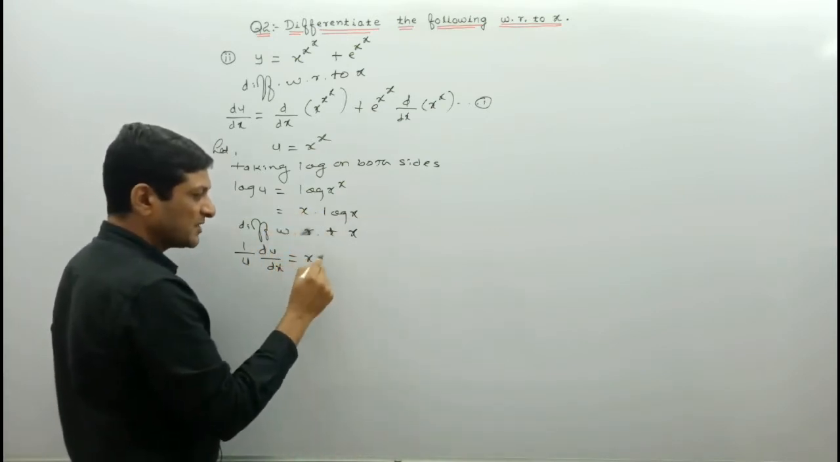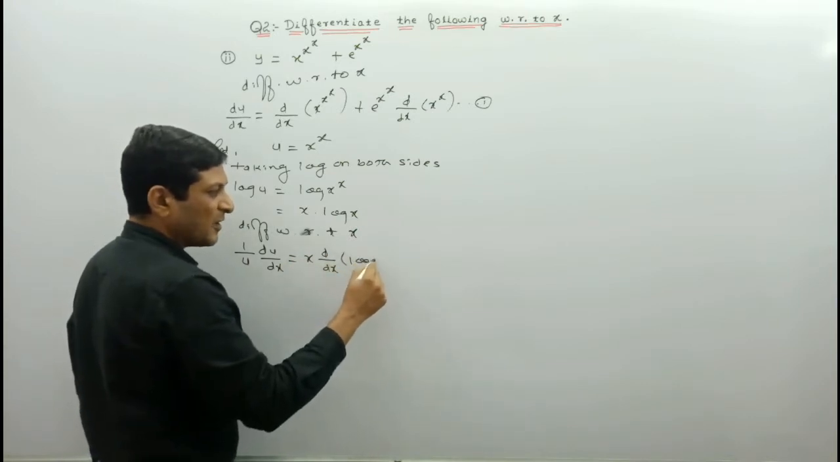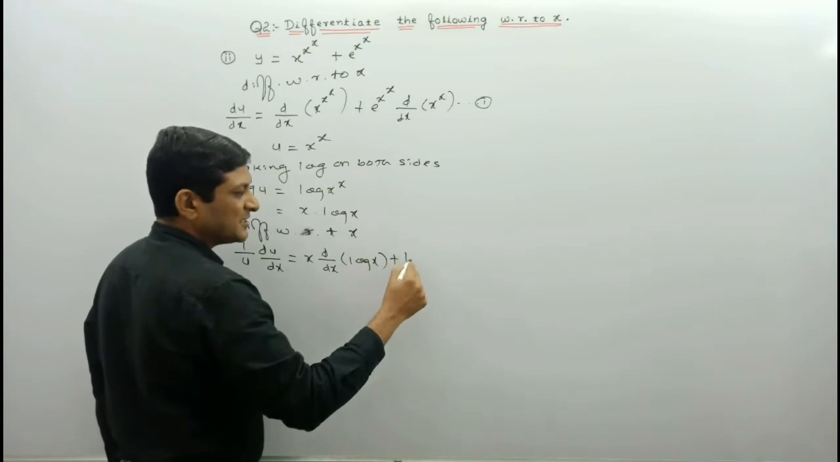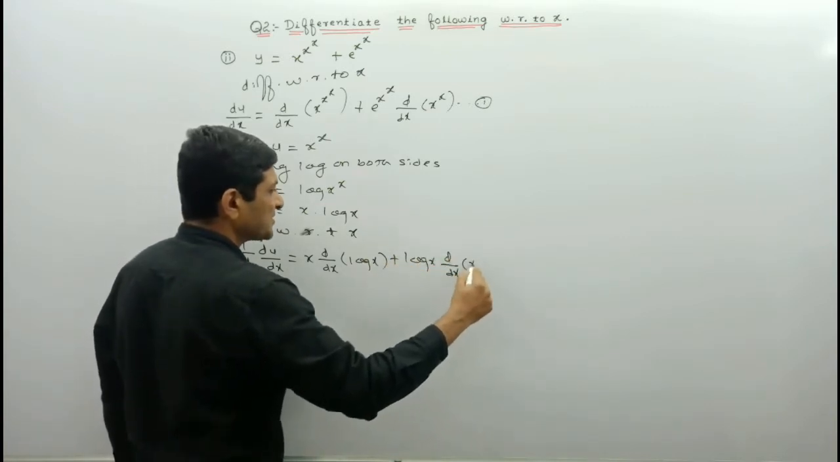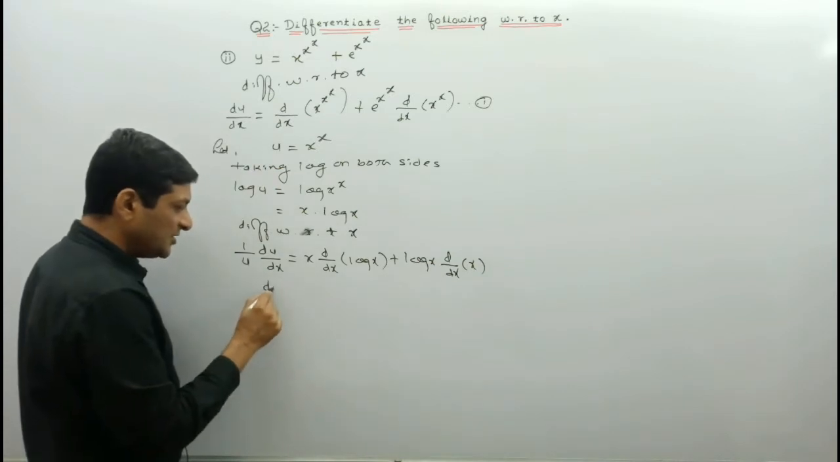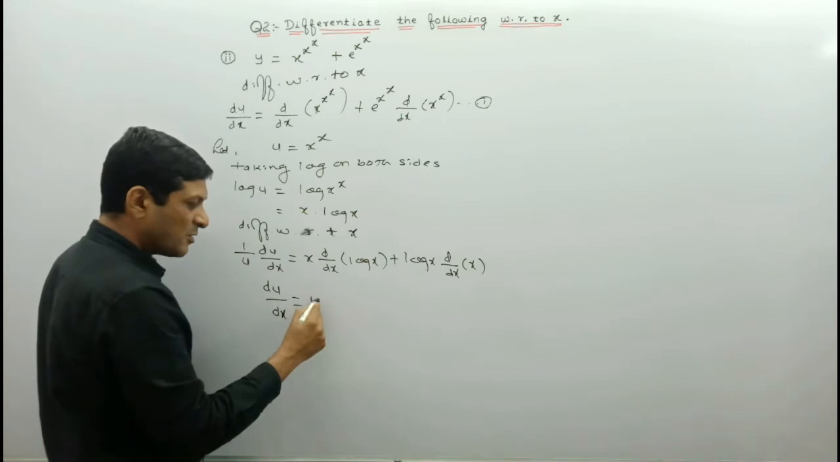So according to product rule, keep first term as it is into derivative of second term, means derivative of log x, plus second term as it is, means log x as it is into derivative of first term, means first term is x here. So du upon dx will be equals to, you will get u multiplied on this side.